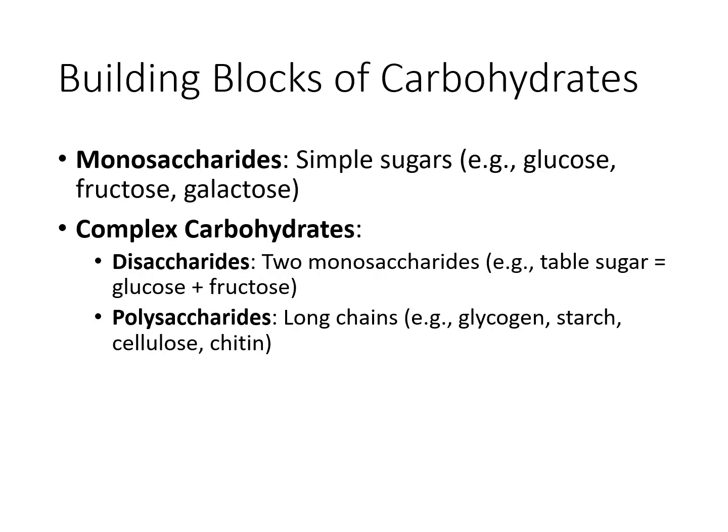Carbohydrates are made up of building blocks called monosaccharides, or simple sugars. Common examples include glucose, fructose, and galactose. When two monosaccharides join together, they form a disaccharide. For example, table sugar, or sucrose, is made of glucose and fructose. Long chains of monosaccharides form polysaccharides, which are complex carbohydrates. These include glycogen, starch, cellulose, and chitin.